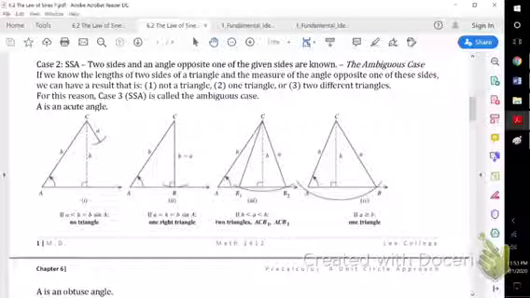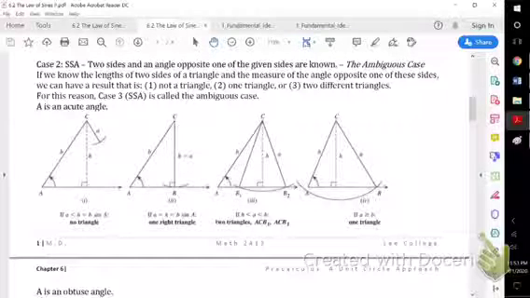In 6.2, we also talk about case 2, which is side-side-angle. So we have two sides and an angle opposite one of them. One of the given sides is known as the ambiguous case. If we know the lengths of two sides of a triangle and the measure of an angle opposite one of those sides, we can have three different results.